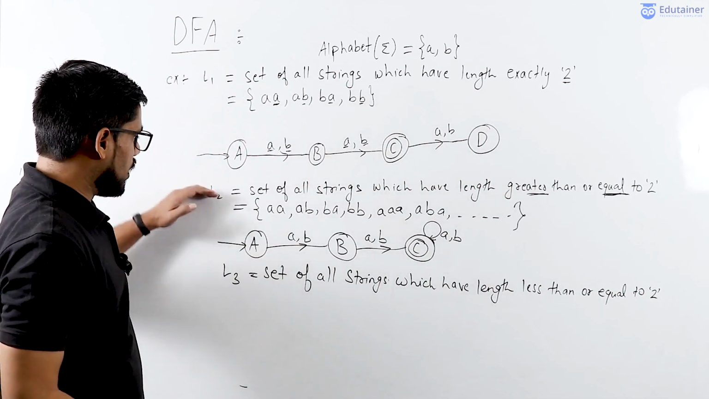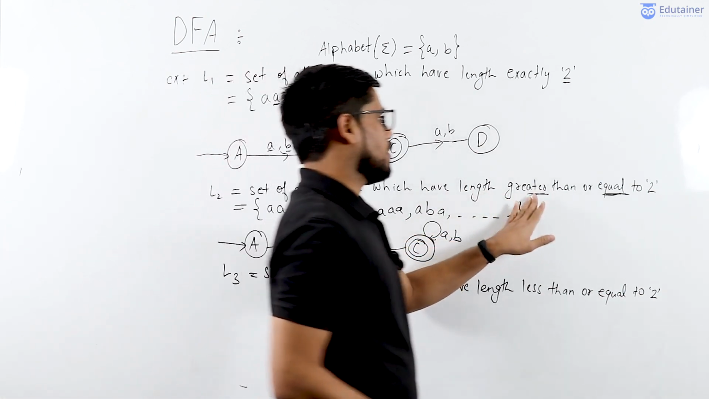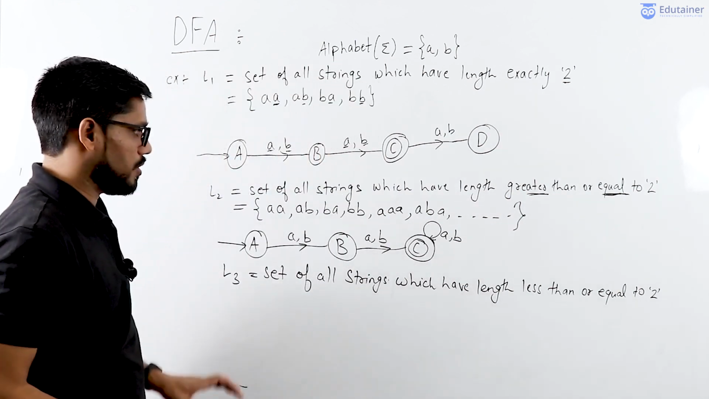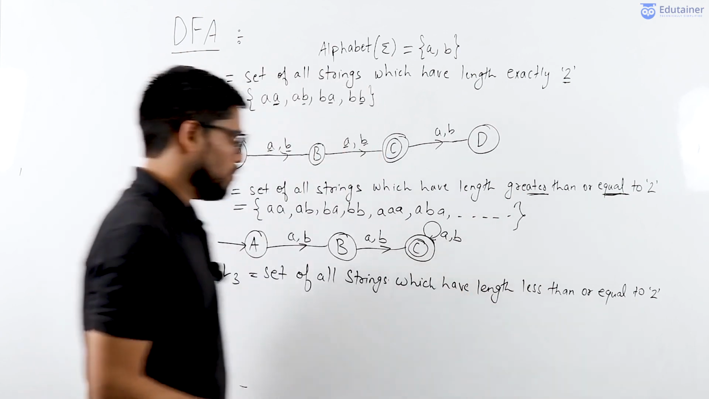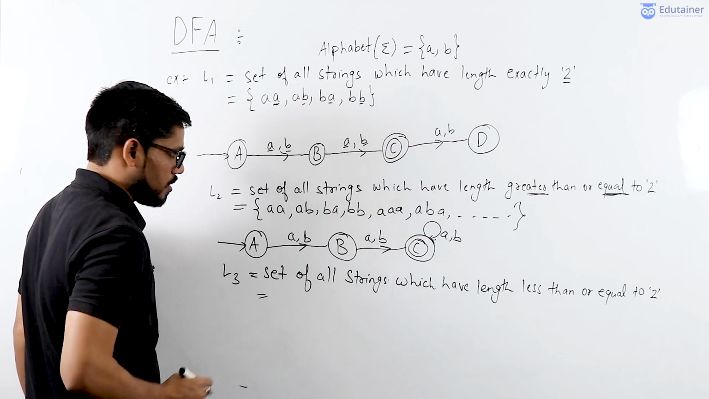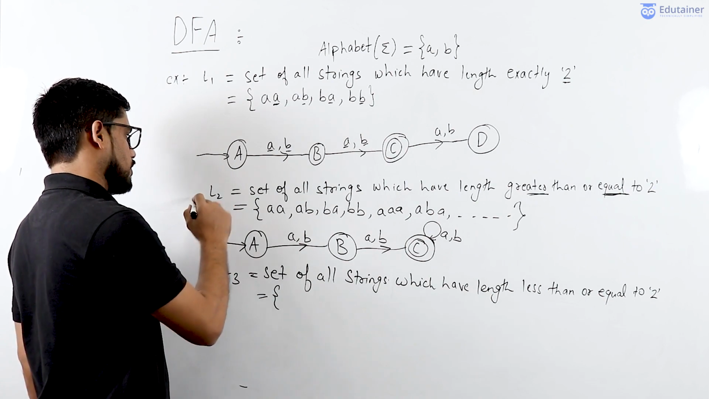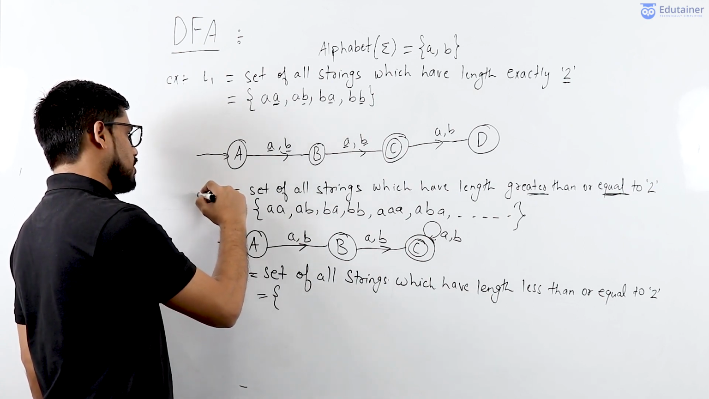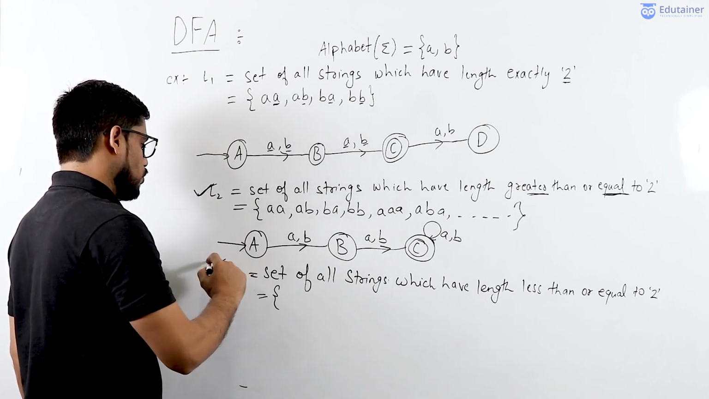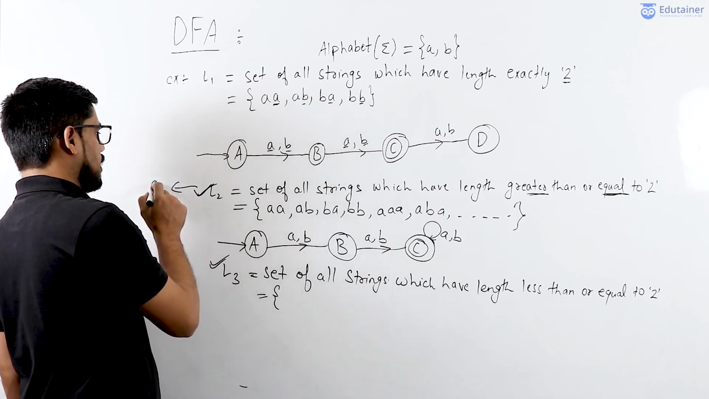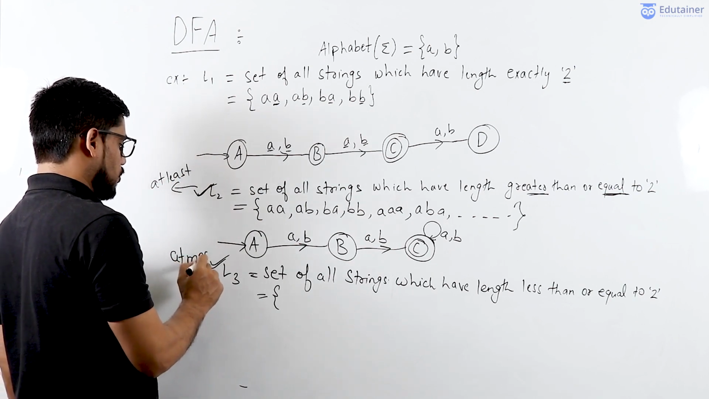So in the previous example L2, I have taken a language which contains length greater than or equal to 2. Now in this example, I have taken a language which takes length less than or equal to 2. So what are the possible strings? Here you can see that language L2 is taking at least 2 length strings, but language L3 is taking at most 2 length strings. Here it is at least, and here the concept is at most.